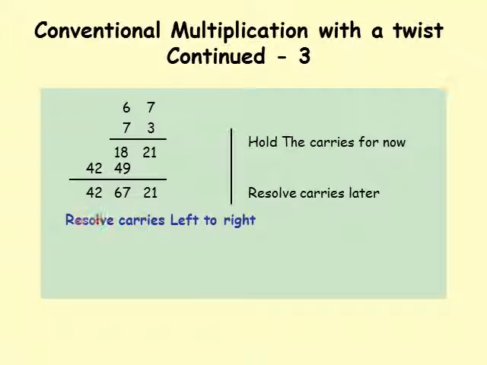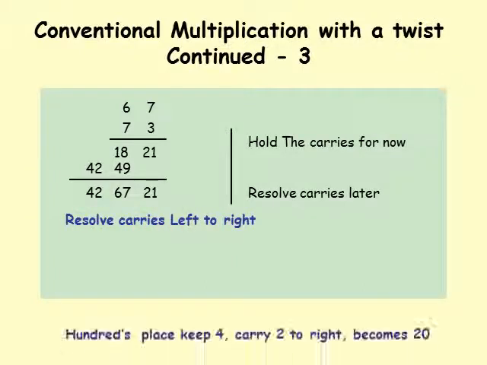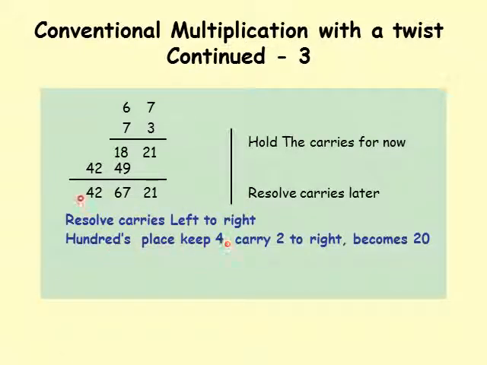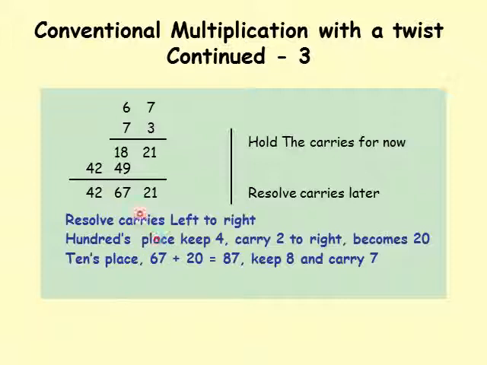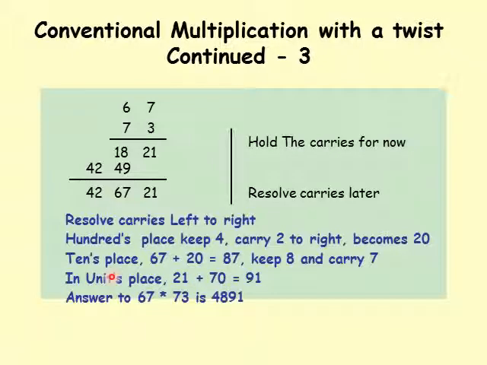Now we would resolve carries from left to right. Hundreds place is 42. We'll keep 4 and carry 2 to the right. This 2, when we take it to the right, becomes 20. And tens place is 67 plus the carry 20, 87. We'll keep 8 and carry 7. In units place, 21 plus 70 is 91. So the answer is 4, 8 and 91.